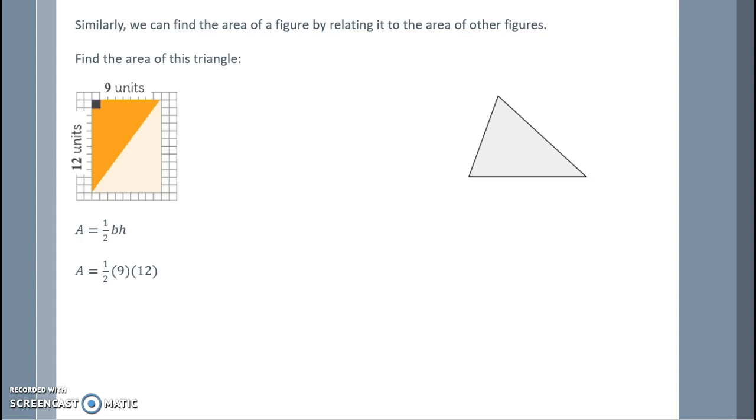So our base and height is 9 units and 12 units. So when we multiply them all together, oops, went a little too fast, 54 square units.